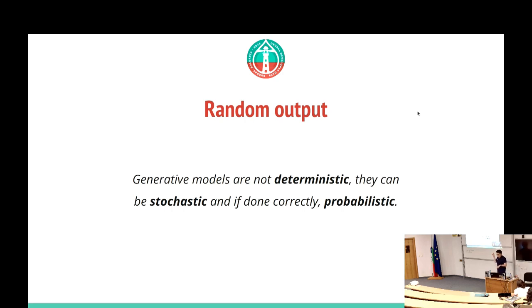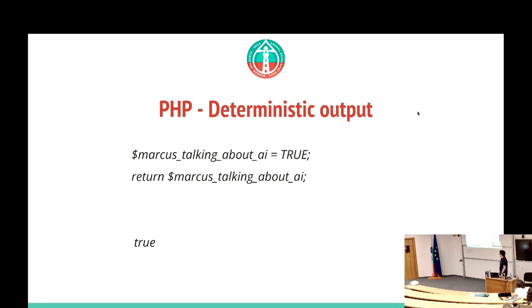The other problem is the method that it's using. They are not deterministic like coding is, or a database or something. They can be stochastic, and what we're trying to do is to make them probabilistic at least. So it's giving a probable answer. So this thing will never go wrong unless something happens with the CPU or memory or something. It's just going to answer true.